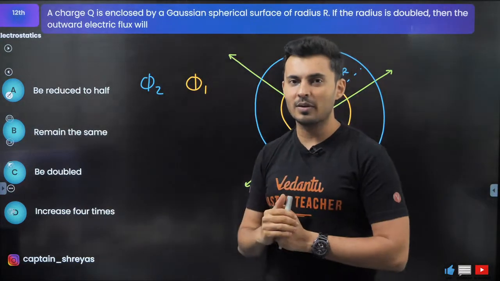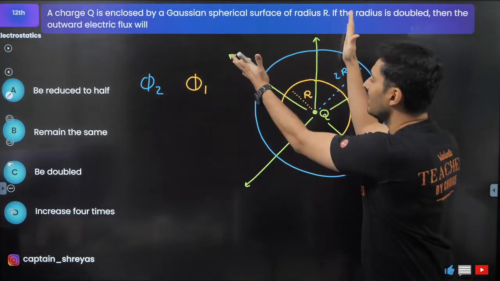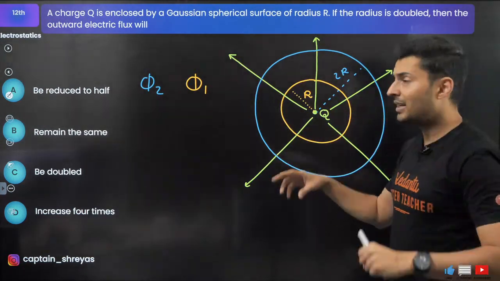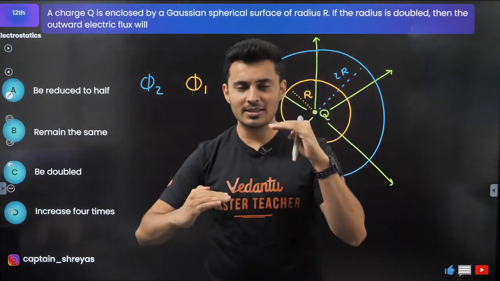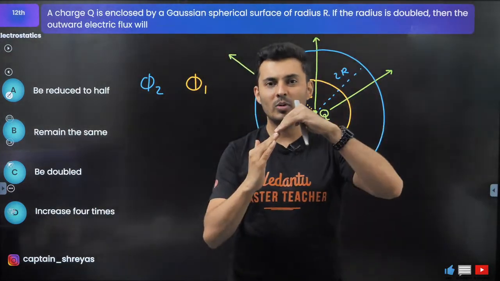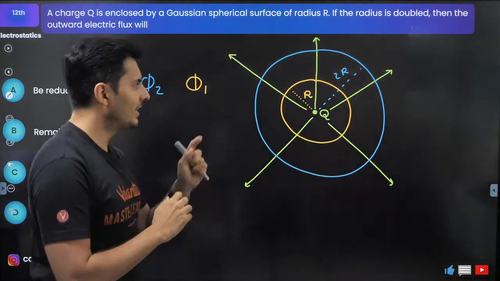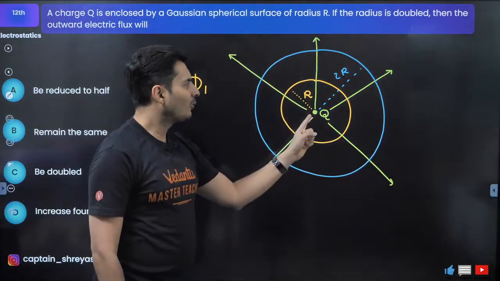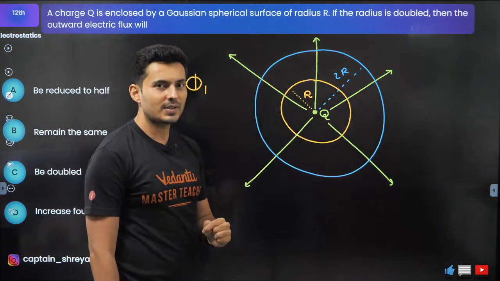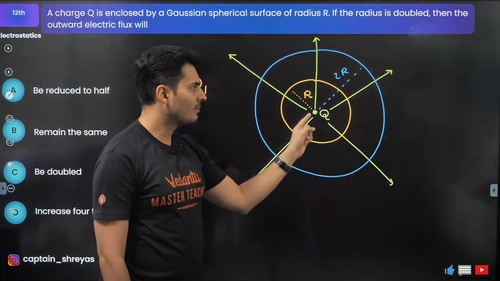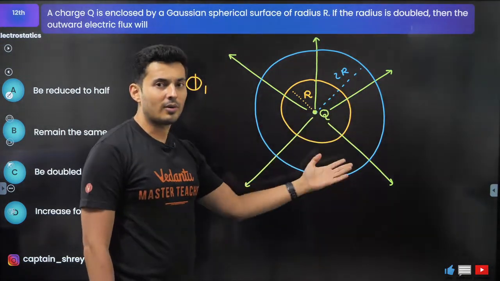That is a completely wrong statement, because when you go far away, yes, the field will reduce because it spreads out, but the area also increases. So field reduces, area increases, they compensate. So the flux remains the same, but a better way of looking at it is counting the field lines. Whatever field line intersects the yellow surface also intersects the blue surface. There is no doubt about it. There is no field line which intersects yellow and does not intersect blue, or vice versa.